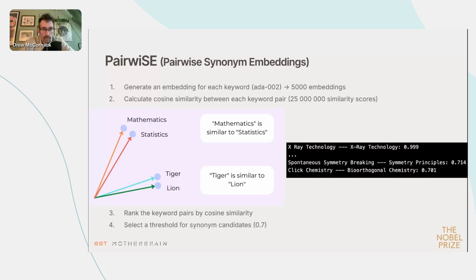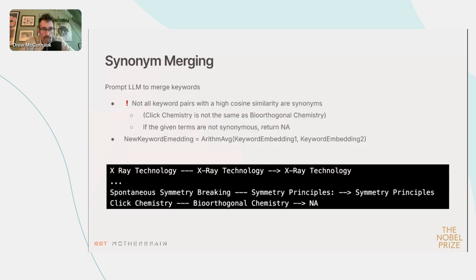Yeah. So once we had these synonym candidates, what we did was we passed each pair to an LLM and said, here are 2 keywords. Are they the same? And if they're the same, please just merge them, choose a new keyword for us that represents both of these. And if they're not similar enough, maybe they're similar enough in terms of cosine distance, but not similar enough in terms of semantic meaning, don't do anything. Let's leave them alone.